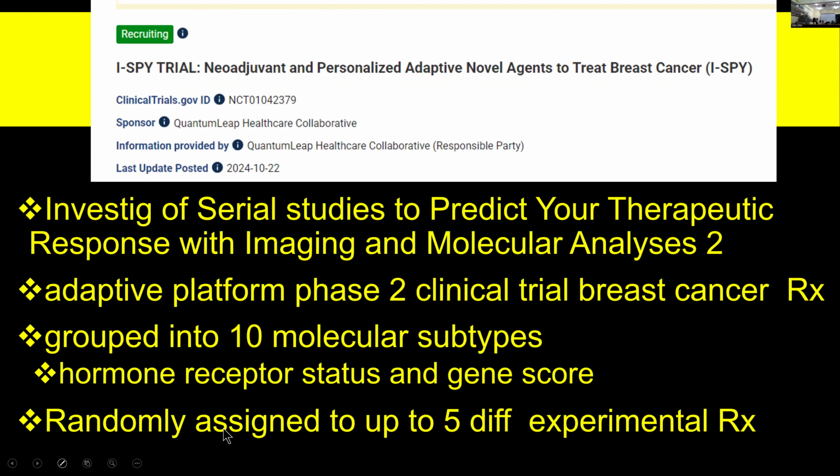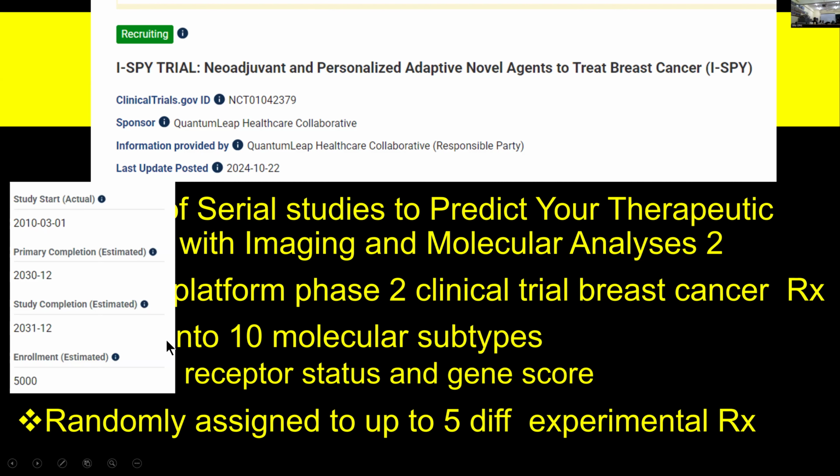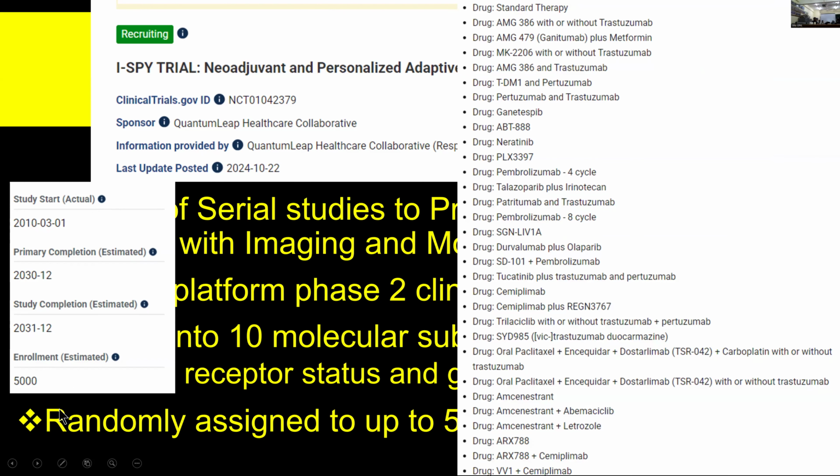And randomly, they want to assign them to up to 5 different treatments. So you can see, you can divide the people into 10 subgroups and then 5 different treatments. You can see how many possible combinations there are. So this is currently enrolling, and they expect to stop it in 2031, and they want about 5,000 people. Because if you have different breast cancer genetics and hormone status, each chemotherapy is designed for separately.